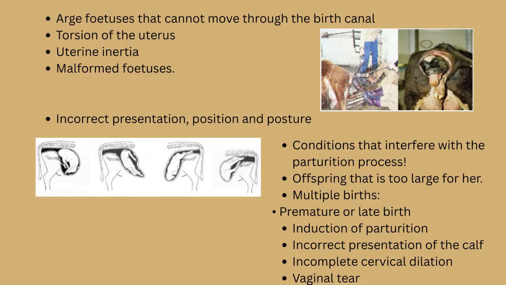Offspring that is too large for her. Multiple births. Premature or late birth. Induction of parturition. Incorrect presentation of the calf. Incomplete cervical dilation. Vaginal tear.